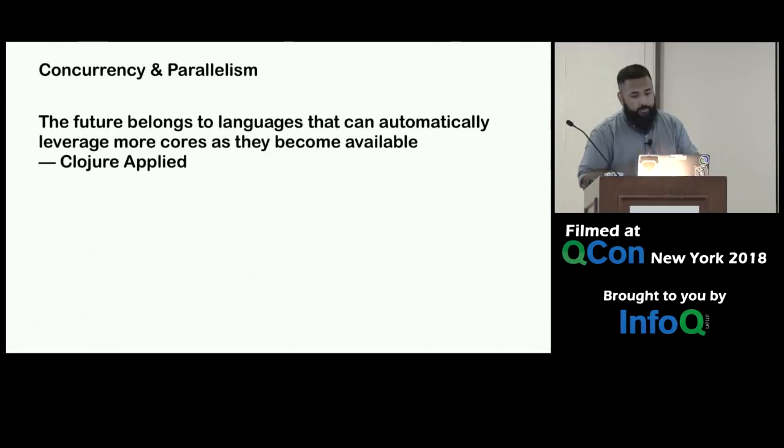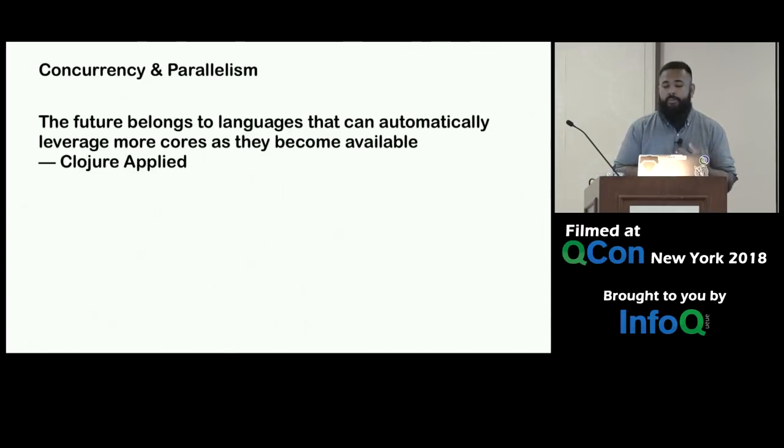So this is a quote from one of the Clojure books, Clojure Applied. It says, the future belongs to languages that can automatically leverage more cores as they become available. And most of the talks at this conference this year sort of mention this, and anything that you read always talks about concurrency, right?